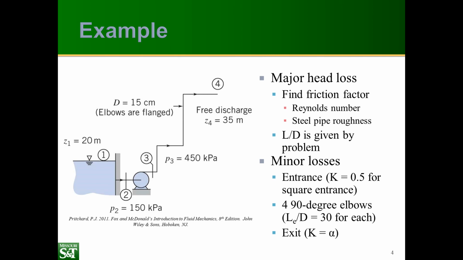And then for exits, we have a minor loss coefficient that is equal to the kinetic energy coefficient. So if we assume that this flow is turbulent, then K would be equal to alpha, which would be equal to 1. If the flow was laminar, then K would be equal to alpha, which would be equal to 2. So we look up all these values, and then we can come up with the summation, the sum of K and the sum of equivalent length.